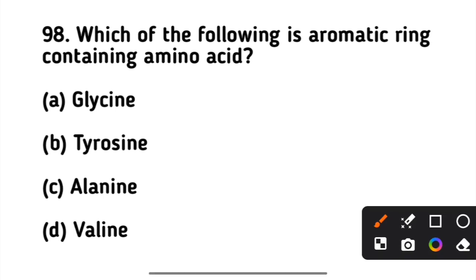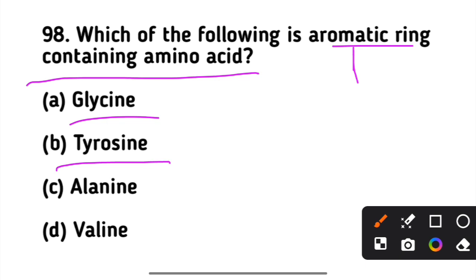Next, which of the following is an aromatic ring, meaning a benzene ring, containing amino acid? Glycine, tyrosine, alanine, valine. Option B is correct, tyrosine. Tyrosine is an aromatic ring containing amino acid.